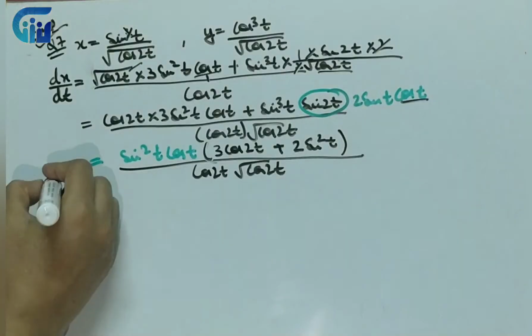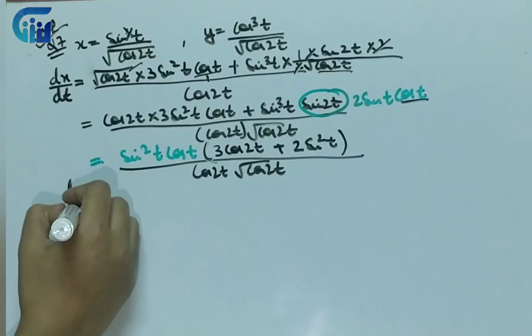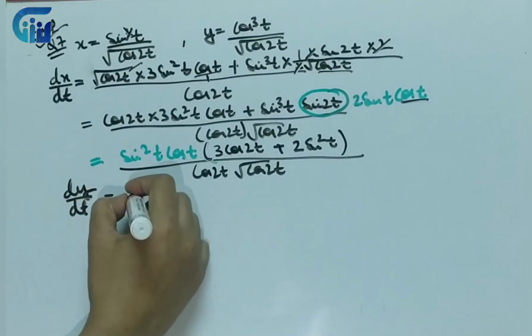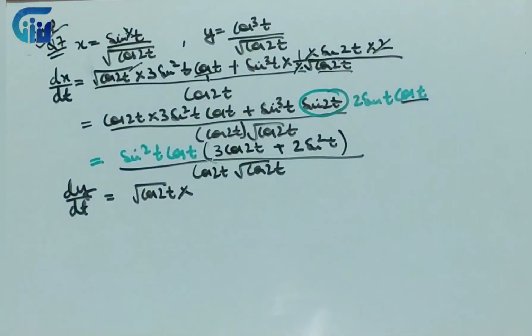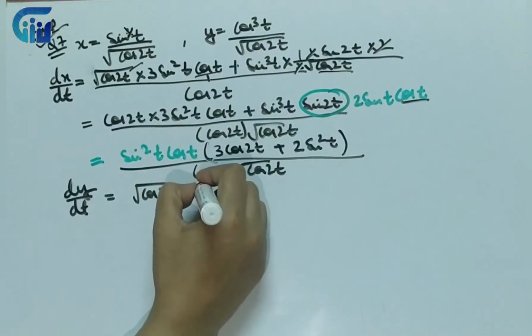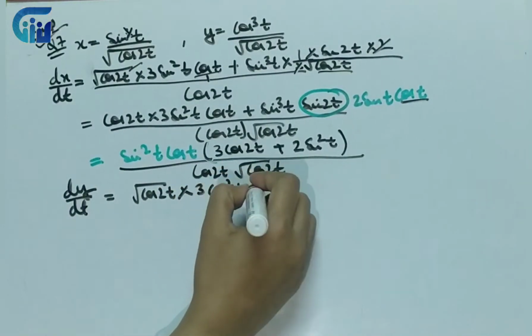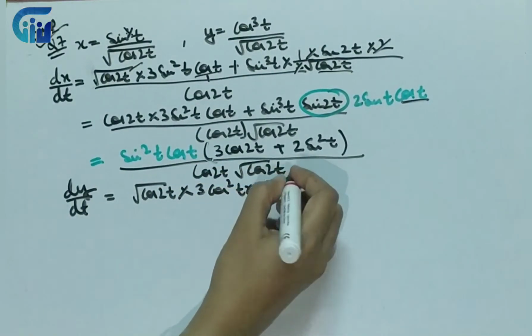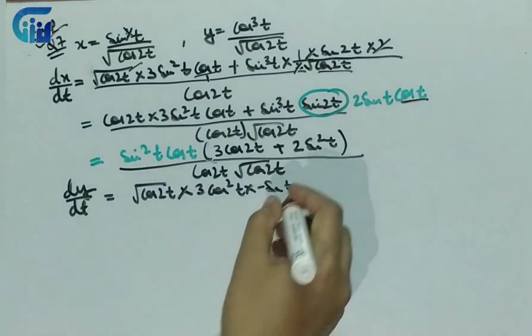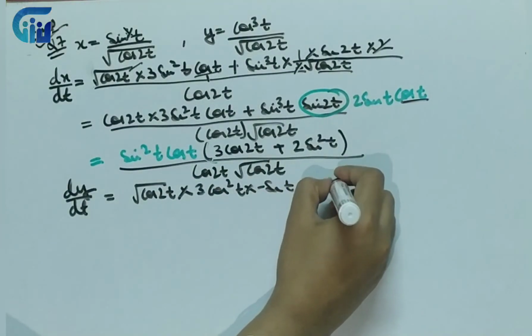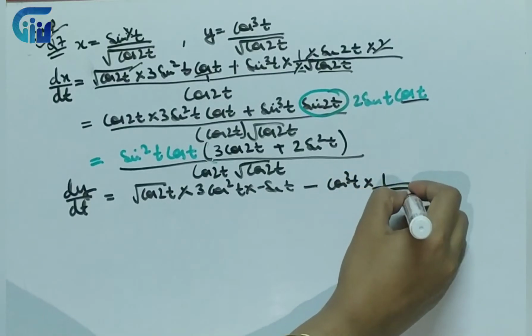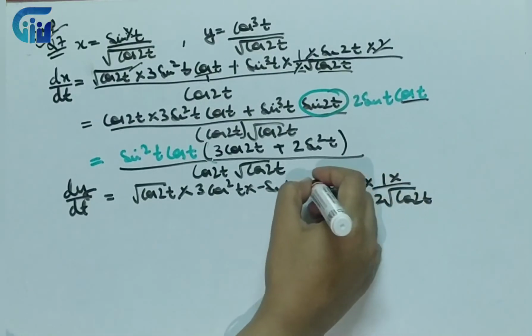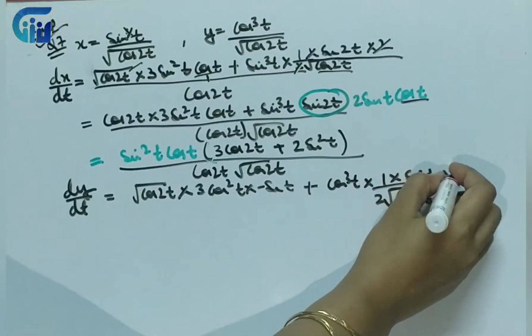Now I'll find my dy by dt. What will be dy by dt? It will be under root of cos 2t, then the derivative of cos cube t by chain rule: power, then function, and then angle, where the derivative of t is 1. Over here again I will write cos cube t. The derivative for this will be 2 root x. Then it is plus sine 2t and then it is 2.